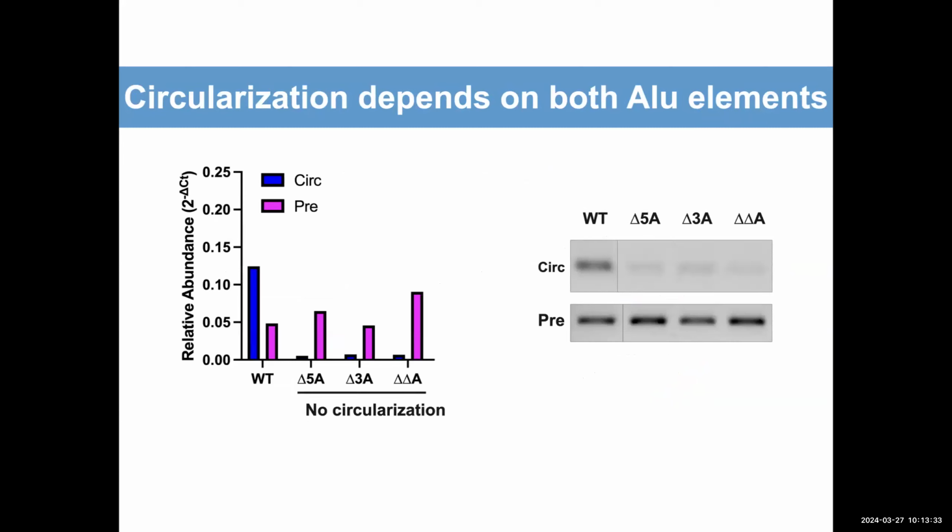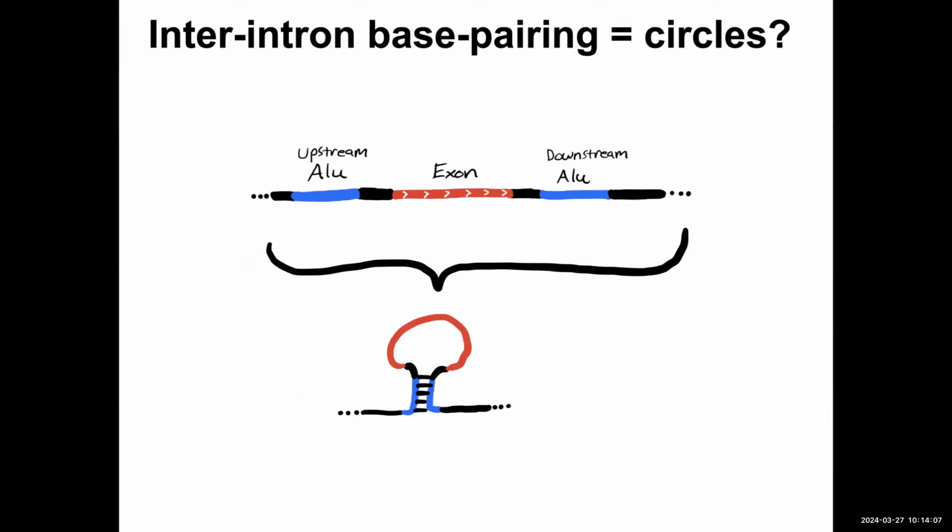And so when we do this on these constructs, not surprisingly, this was known in the literature before, the wild type construct circularizes. You can see we get significant abundance. But when we delete either the 5' Alu or the 3' Alu, or both Alus, we eliminate circularization. And so this gave us confidence that these Alus, as others had reported, are essential, and the circularization reaction depends on both these Alu elements being present. So the idea that they base pair is one mechanism.